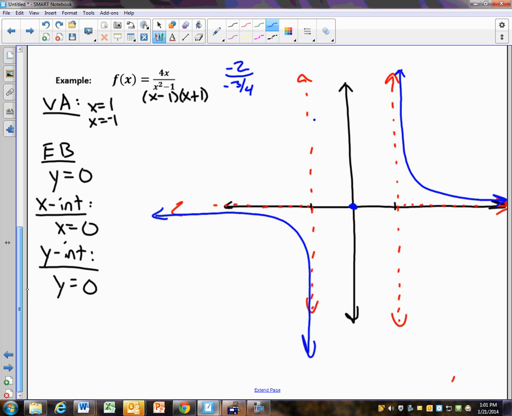What's a number between 0 and 1 you could try? 1/2. Let's try that. What's 4 times a half? And 1/2 squared is a fourth, minus 1 is negative 3/4. Is that positive or negative? So you're going to end up with a point somewhere down there. So you can see it starts up along this line. At 0, it crosses over and it finishes down.